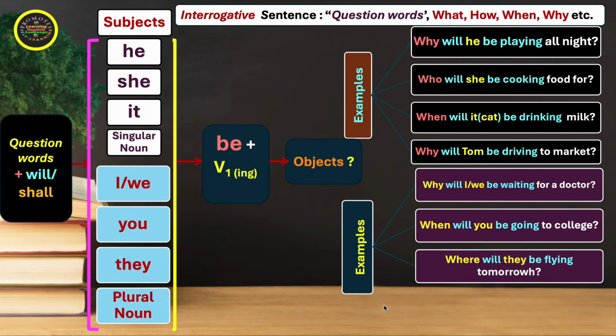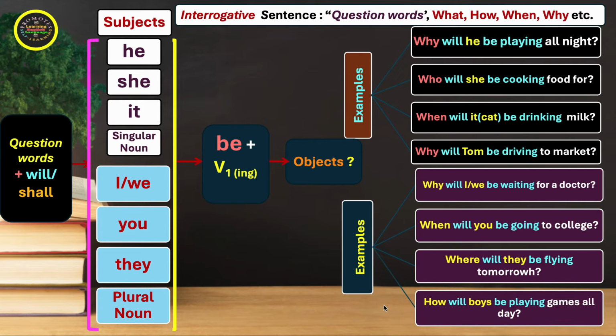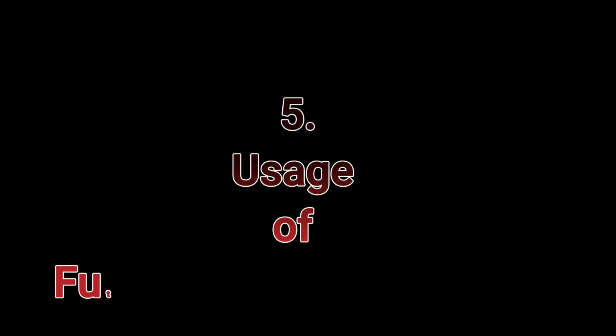Where will they be flying tomorrow? Sorry, a spelling mistake. H must be removed from this. How will boys be playing games? Continue to the next step, that is usage of future continuous.